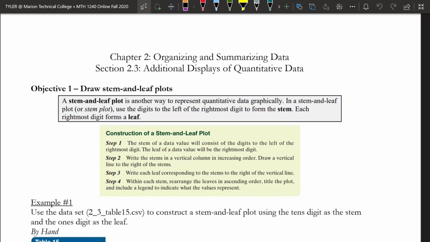A stem and leaf plot is just another way to represent quantitative data graphically. In a stem and leaf plot, sometimes called a stem plot, you use the digits to the left of the rightmost digit to form what's called the stem, and then each rightmost digit forms what's called a leaf. There are some directions here from the text on the steps to construct a stem and leaf plot.